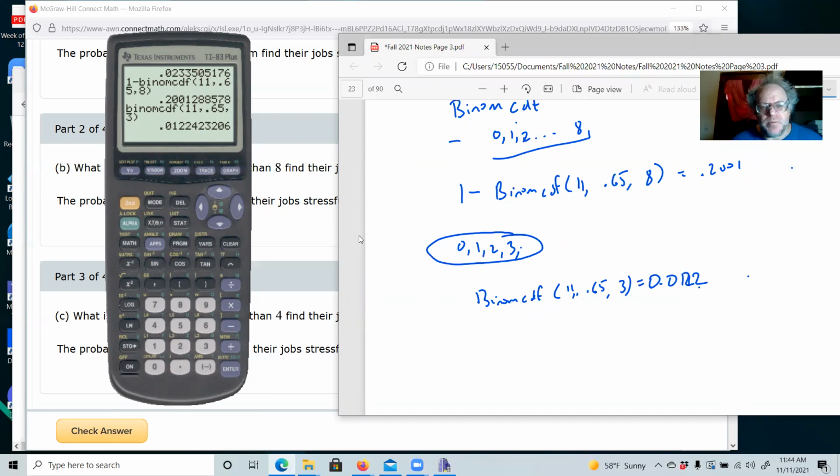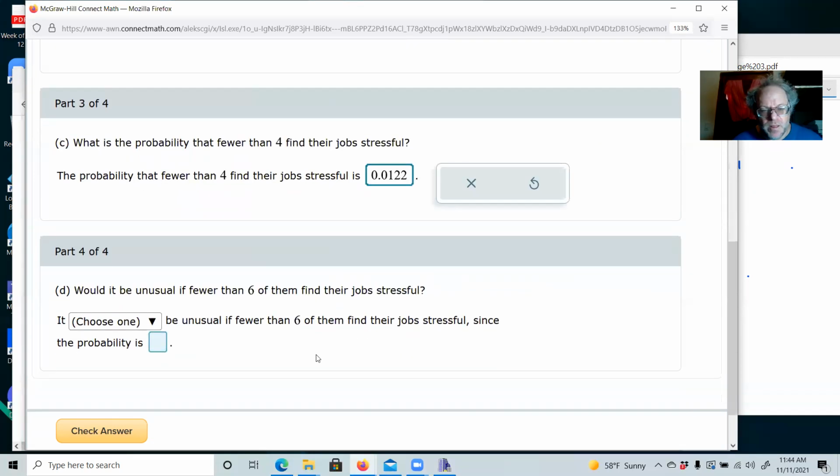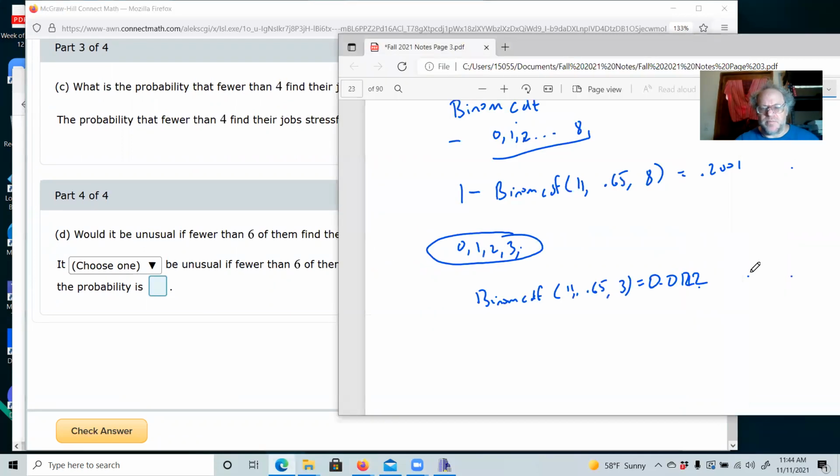Okay, 122. Okay, so this is 0.0122. Would it be unusual if fewer than 6 found the job stressful? Remember the cutoff for unusual is 0.05, so they want fewer than 6. What numbers are fewer than 6? 0, 1, 2, 3, 4, 5. Is 6 fewer than 6? No. So those are the numbers we want.